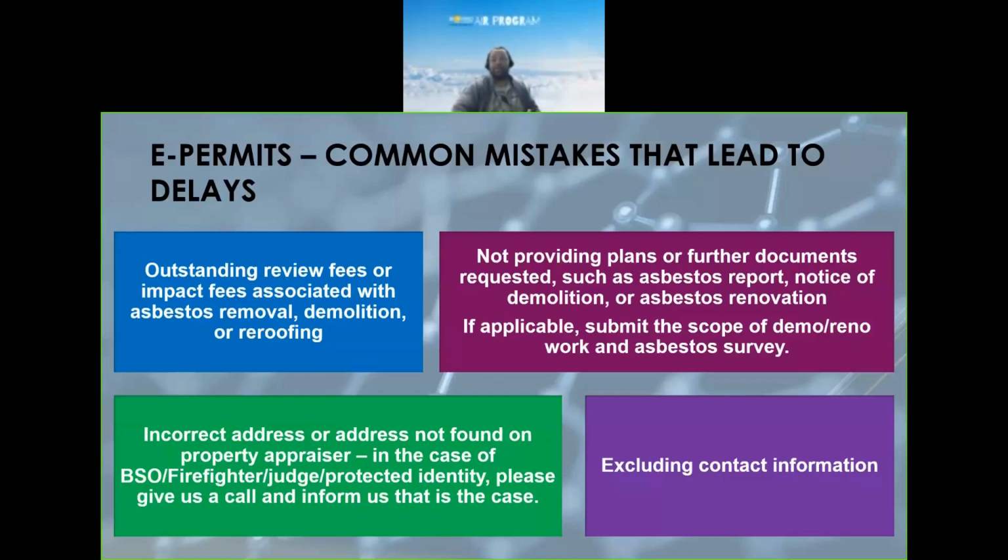The system doesn't tell us when there's updates. There's 28,000 applications a year. There's quite a few we have to go through. So make sure to reach out to us for any specific issues. The incorrect address or address not found in property appraiser. In the case of BSO, firefighter, judge, protected identity, please give us a call, inform us, send us an email if you need to, making sure that we know that that project is for someone who's protected, so we know that we can approve it without any issue.